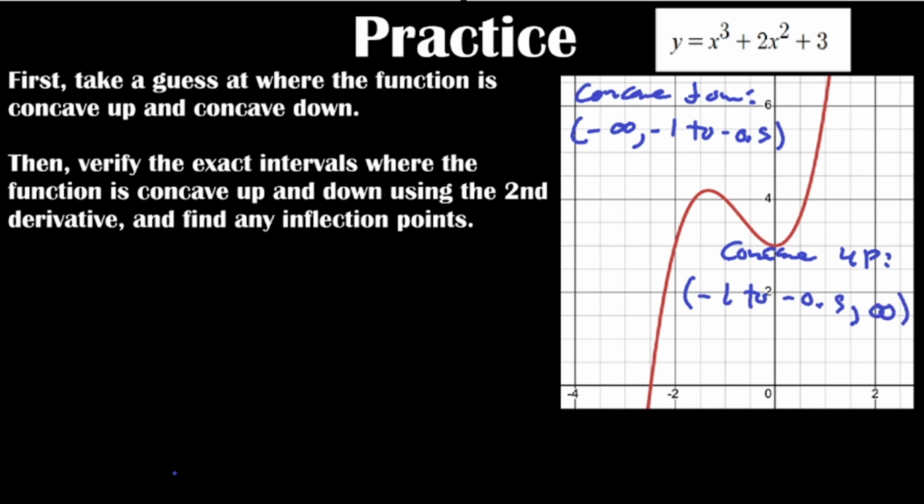Okay. Now that we've given our guess, let's use the second derivative of this function to find where it's concave up and down. Well, our function is given by x cubed plus 2x squared plus 3.